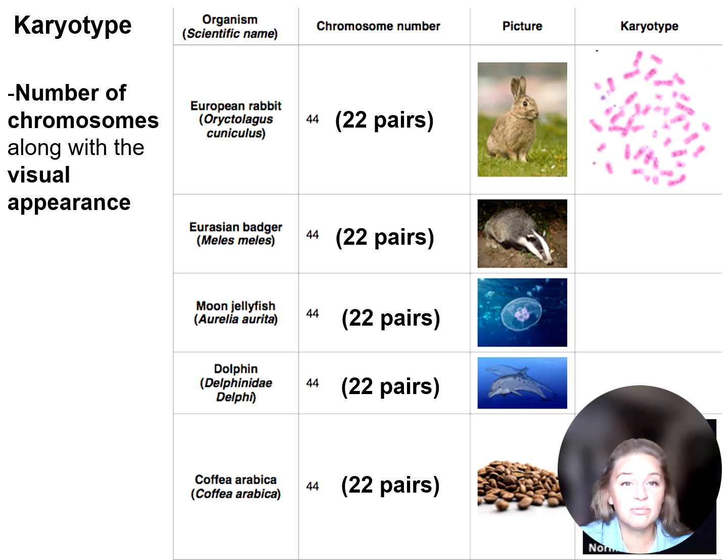So the karyotype, which we saw a picture of before, is a picture of the number of chromosomes. Different organisms will have a different number of chromosomes. The number of chromosomes is not related to the complexity of the organism. For example, a rabbit has 22 pairs of chromosomes, and so does a coffee bean. So it does not mean the more chromosomes you have, the more complicated the organism is.